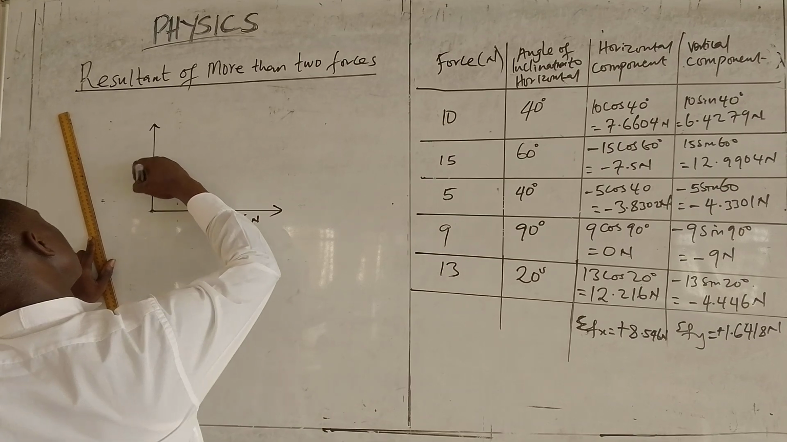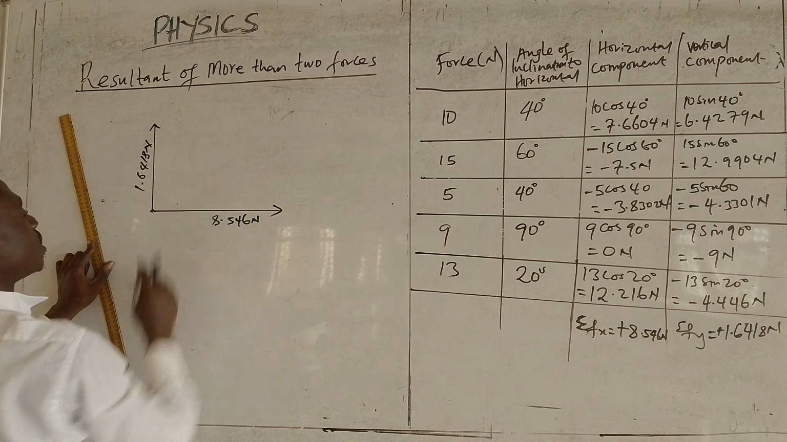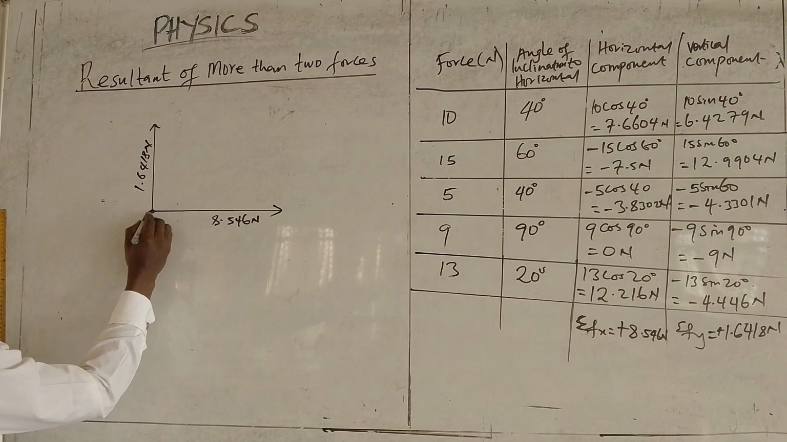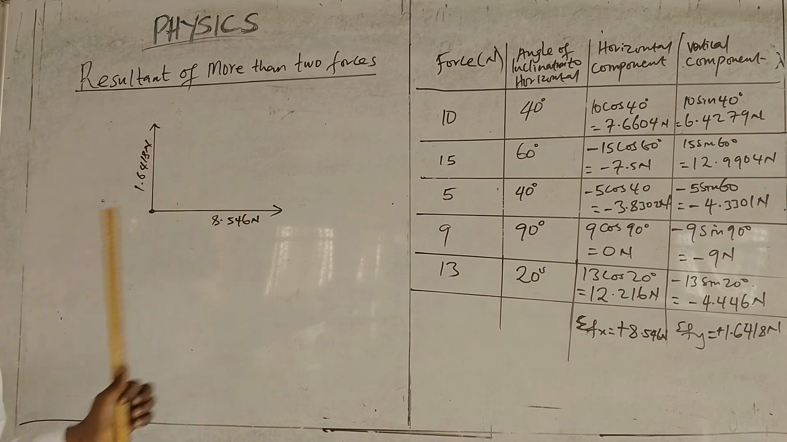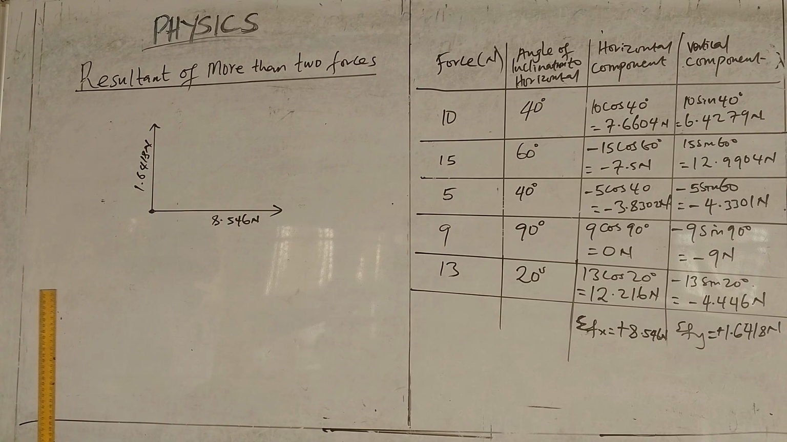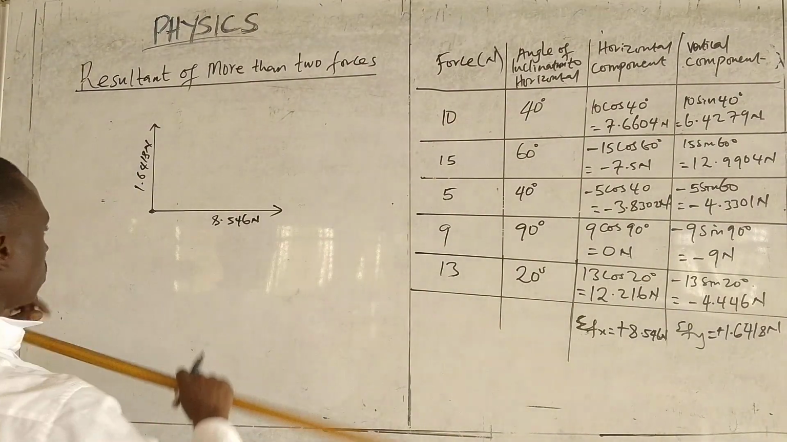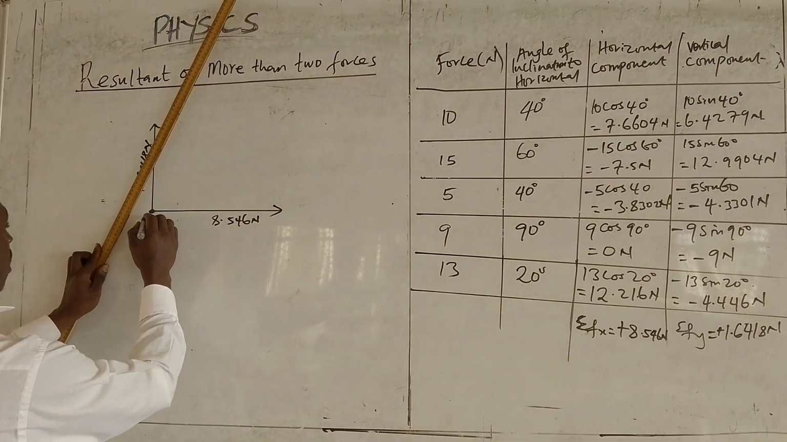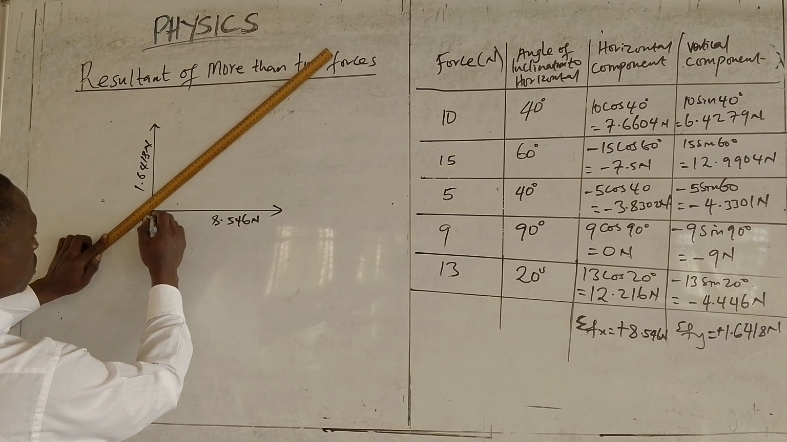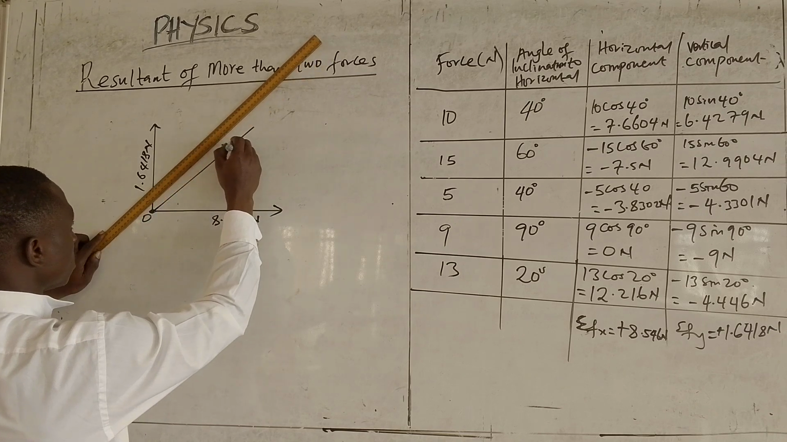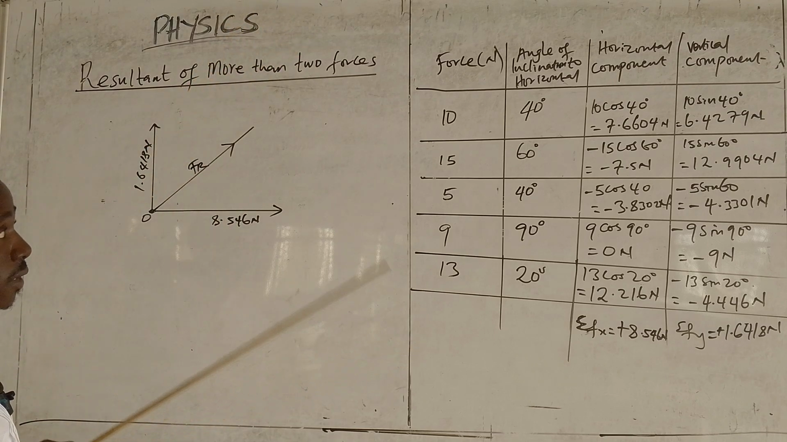This is 1.6418 Newton. So all those forces have been resolved into these two forces, so that we now look for the resultant using the law of parallelogram of forces. Where will the resultant be? From the origin, the resultant will pass in between them. So this is the resultant in this direction, which is FR.